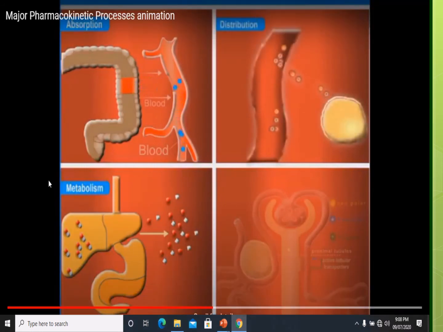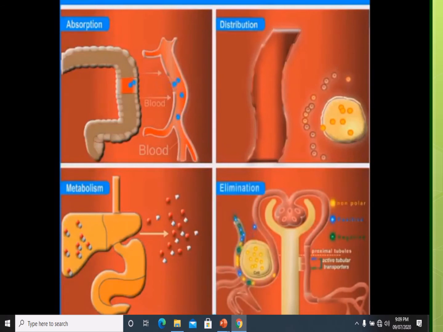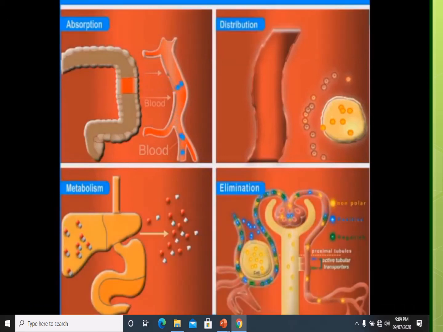The third process is distribution, and it is defined as the movement of the drugs from the blood vessels into the extravascular spaces and body tissues, where they exert their biological effects. Finally, the elimination process, which prevents the accumulation of the drugs and their toxic metabolites. The main organ of elimination is the kidney. However, some drugs are eliminated through the bile ducts into the gastrointestinal tract or through the lungs.